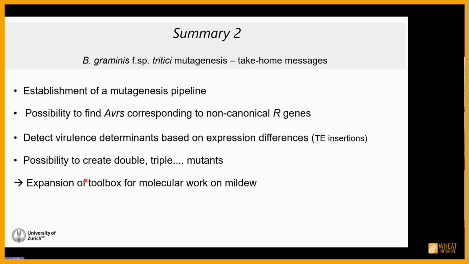And to summarize the mutagenesis work, I think we have a very good mutagenesis pipeline to identify AVRs for all kinds of immune receptors, and we can create double or triple mutants. And so I think based on this work from Ralf Panstruga's group, this is really an expansion of the toolbox for molecular work on mildew. And with this, I would like to conclude.